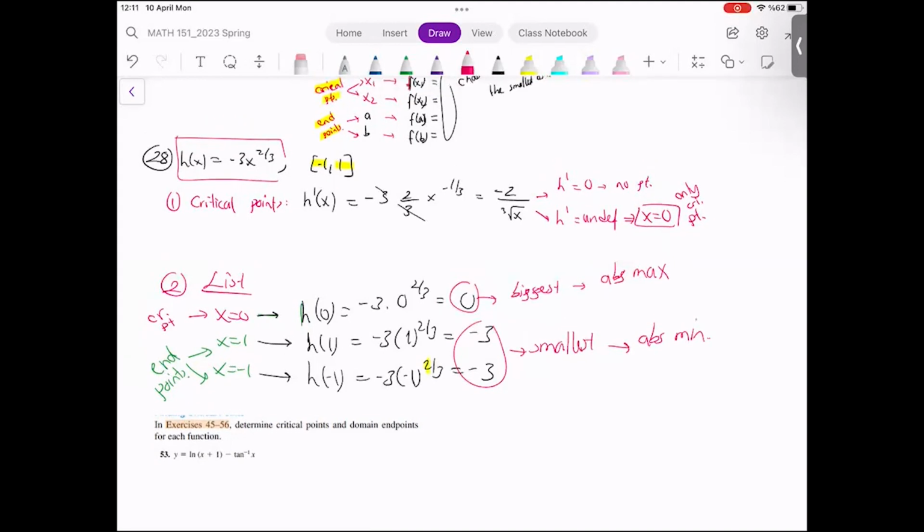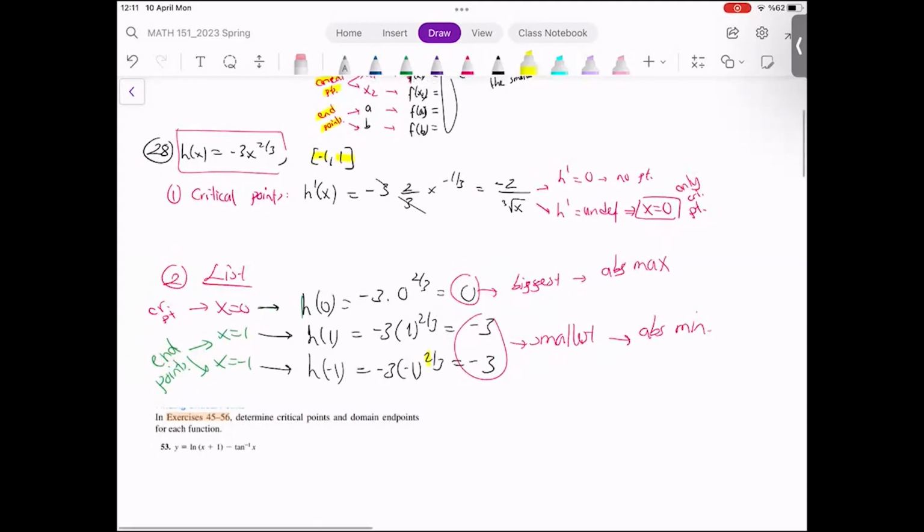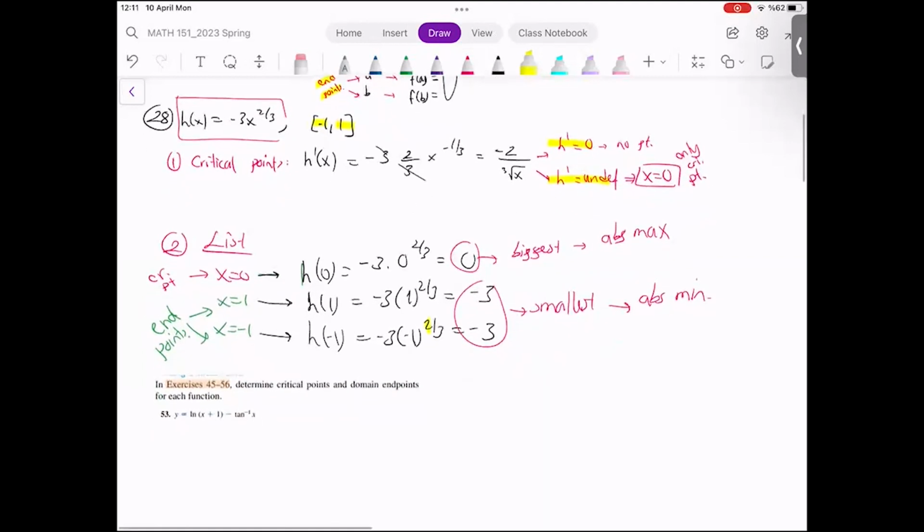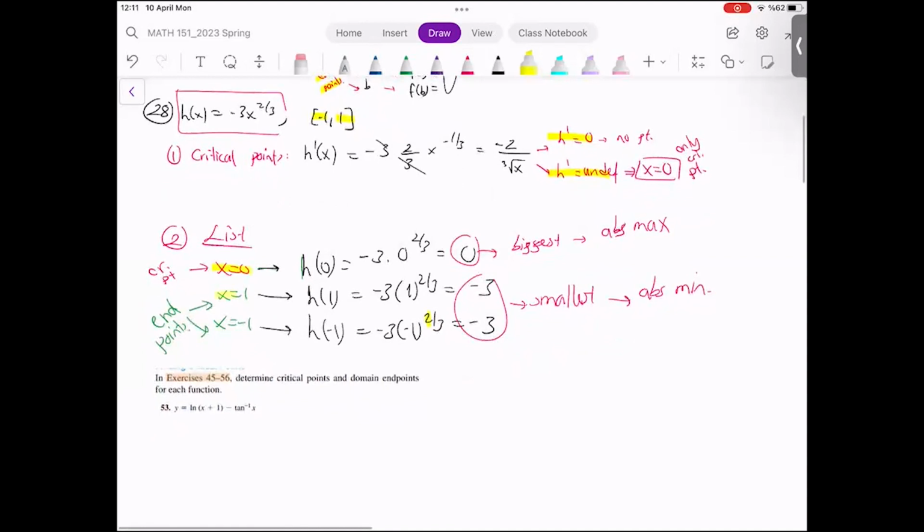First step, find all critical points by searching for the first derivative zeros or undefined. Second step, make a list of all points consisting of critical points and endpoints. Look at the images. And among the images, choose the biggest as the absolute maximum and choose the smallest as the absolute minimum value. Let's also draw the graph of this function to verify our computation.